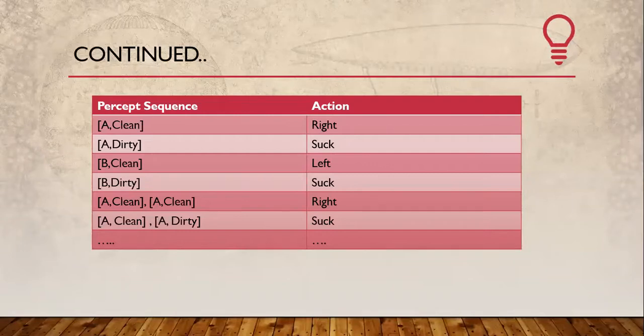And moving forward, it will again try to find out whether it is clean or not clean, and depending on that, it will take the action. So the role of percept sequence is very important because it will help the agent store what has happened to the agent into the past series of the inputs that the agent has taken.